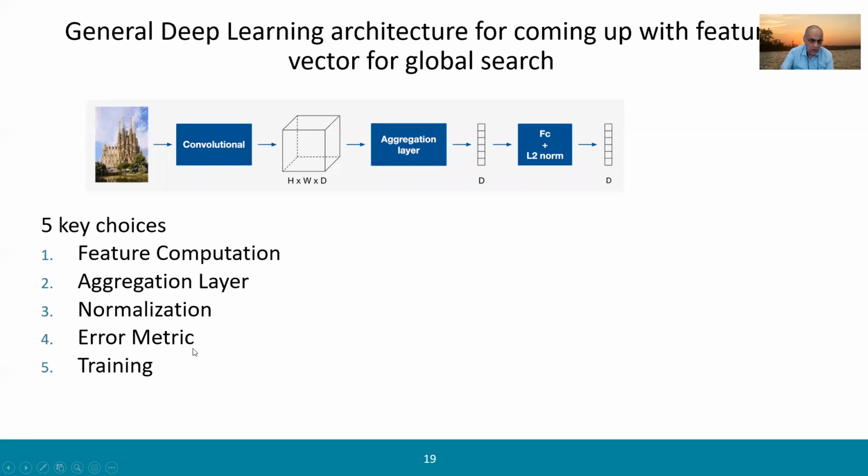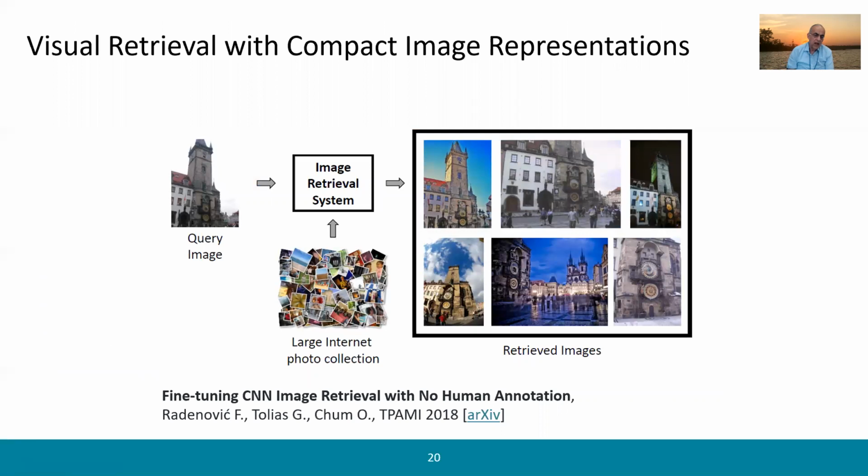So to train it, you have a choice of the error metric. We talked about two of them already, the Siamese training and the triplet loss. And then you have to train it. So you have to give it positive and negative examples. So how you train it also has been studied quite well. So we'll talk about each one of these now in the next set of slides. So the next talk I'm going to cover, which actually happened a couple of years later after the work on NetVLAD, is this work on fine-tuning CNN image retrieval with no human annotations.